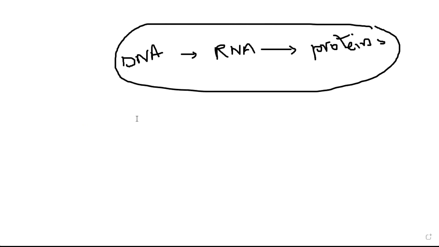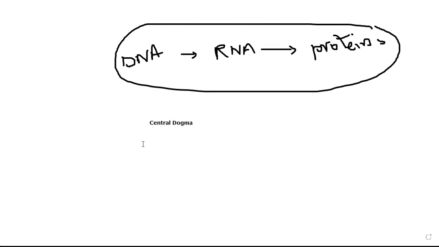What does it mean then? Central dogma means this is the reality. This is the process where DNA gets converted into RNA and RNA gets converted into protein. This is the basic structure, the core of protein synthesis.